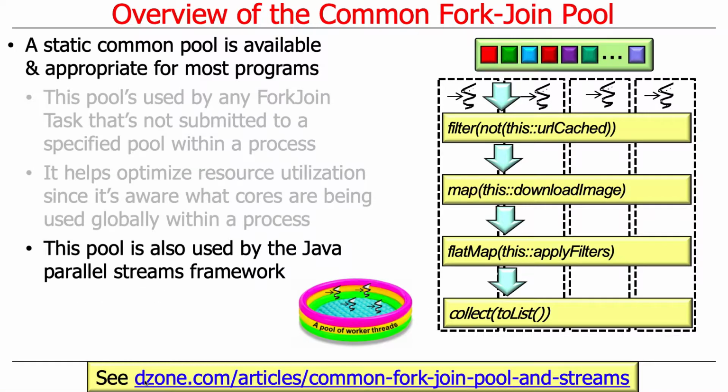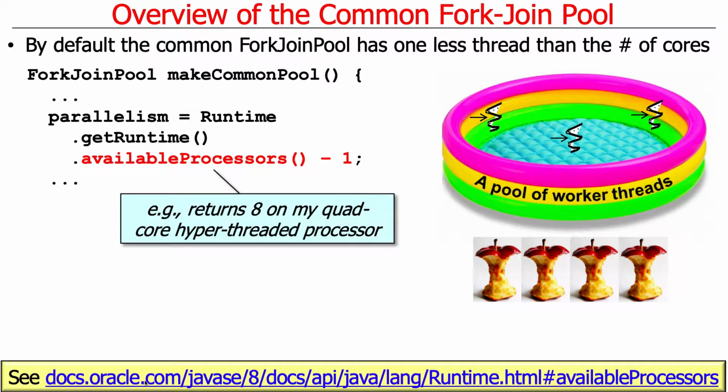The common ForkJoin pool, as we've said many times, is also used by the Java Parallel Streams framework. So, as I mentioned before, it provides a facade for all the gobbledygook that we're going to talk about in detail. Now, here's an interesting little factoid.